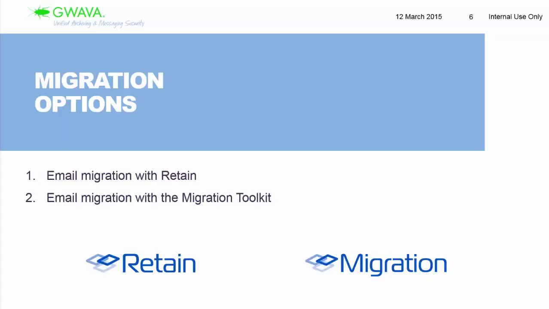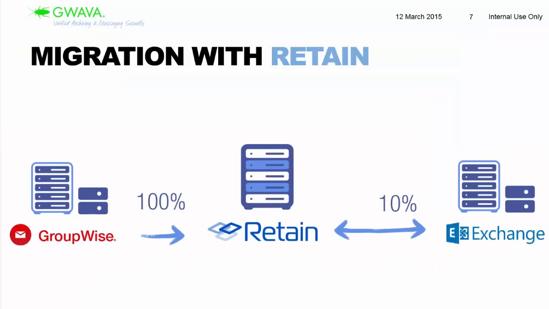And then the secondary one is using the Migration Toolkit, which is something that we specifically developed to migrate organizations that have been mandated or need to move from GroupWise to Exchange or Office 365. So let's touch on each one of these options. The first one is migrating with Retain.